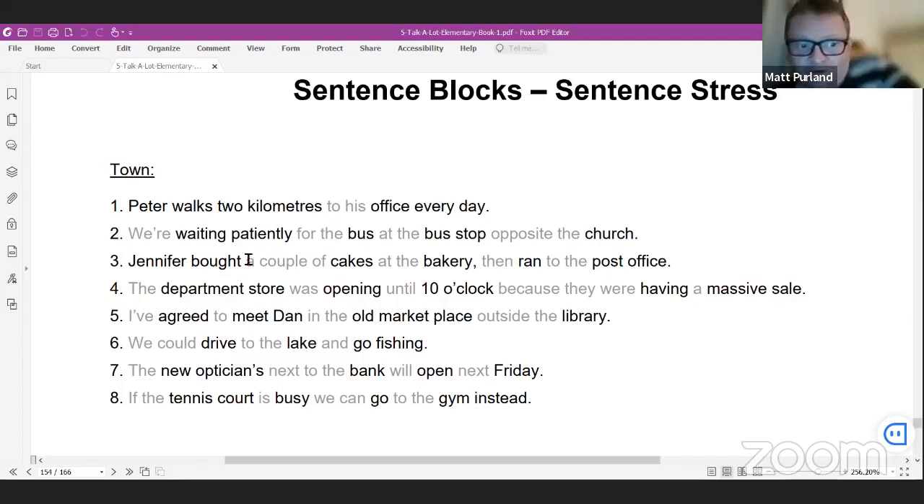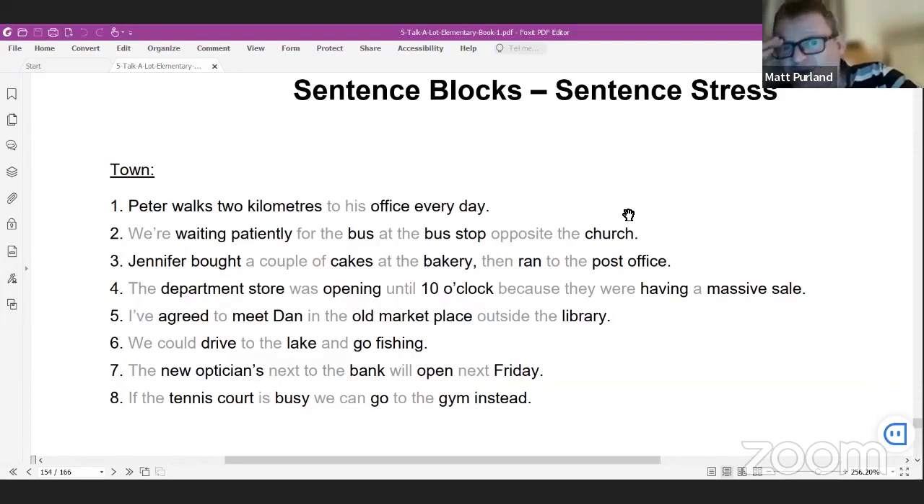Not usually. We're waiting patiently for the bus, for the bus, at the bus stop opposite the church. Yeah, we don't hear these silly short sounds because we're not listening for that. We're listening for these words and the stressed vowel sound every time. Wait, page, bus, bus stop, church. We're waiting patiently for the bus at the bus stop opposite the church.